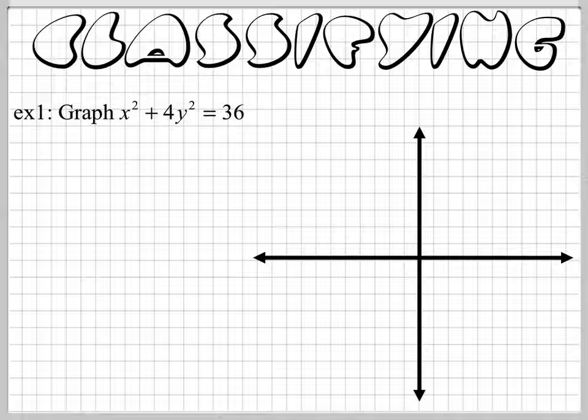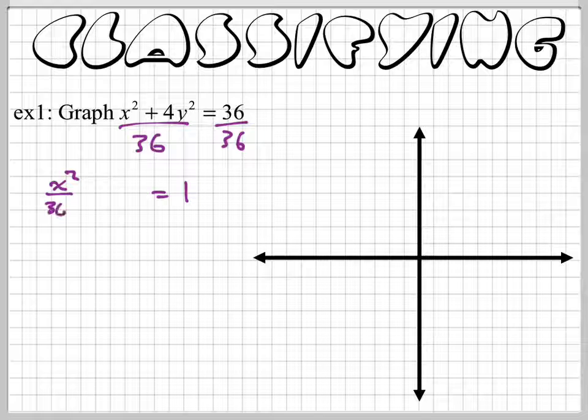but we know this is not a circle because there's a coefficient right there. So we divide both sides by 36, so on the right side you get 1. On the other side you have x squared divided by 36 plus 4 times y squared divided by 36. Can you simplify 4 over 36? Absolutely. Divide the top by 4 and the bottom by 4: you get 1 on top and 9 on the bottom.